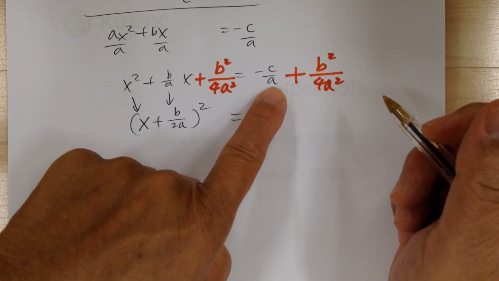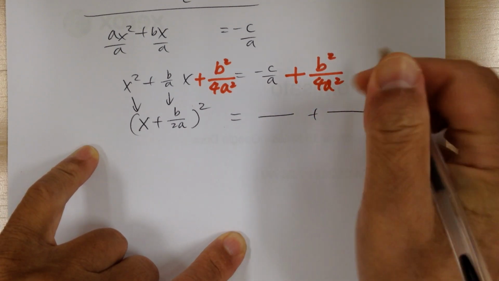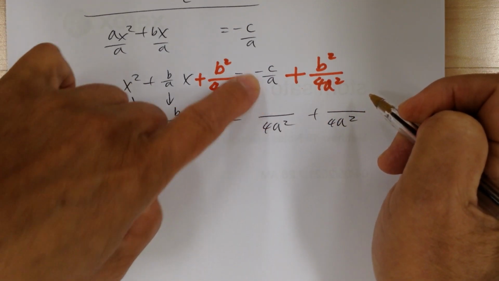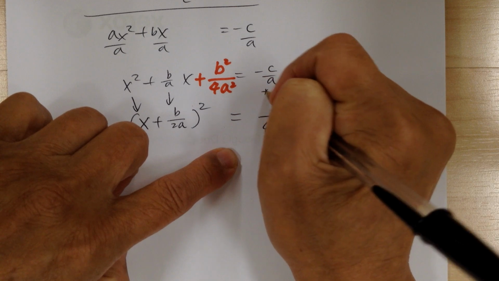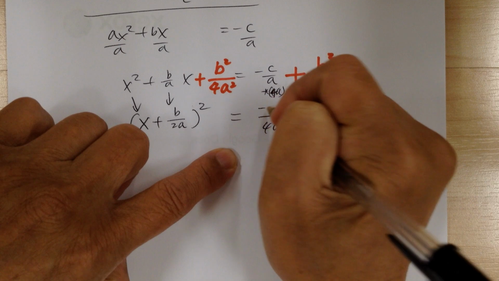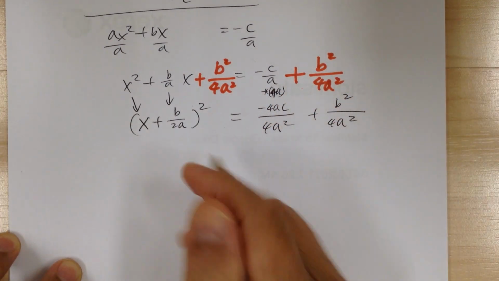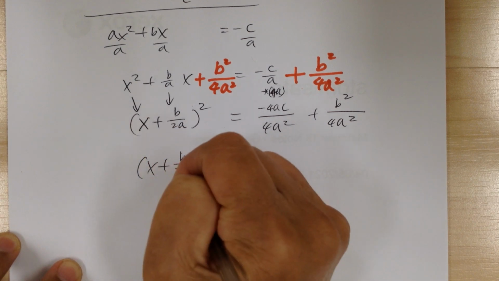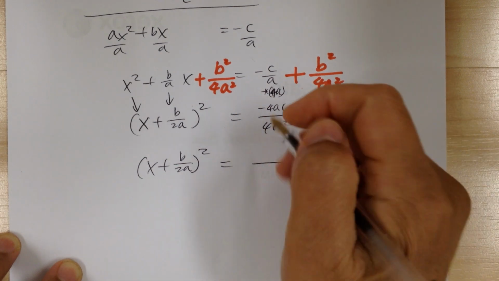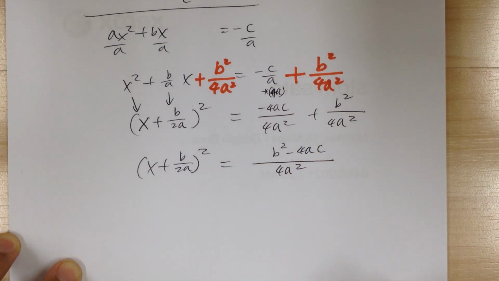So we need to get a common denominator over here. So let's go and do that. You got 4a squared, 4a squared. So from here to here, I'm missing the 4a, so I need to multiply by 4a. On the top I get minus 4ac. Over here I get b squared. Now I can add this together. So I got x plus b over 2a squared equal to, I can put this together, I'm going to put a positive in the front, so b squared minus 4ac over 4a squared.